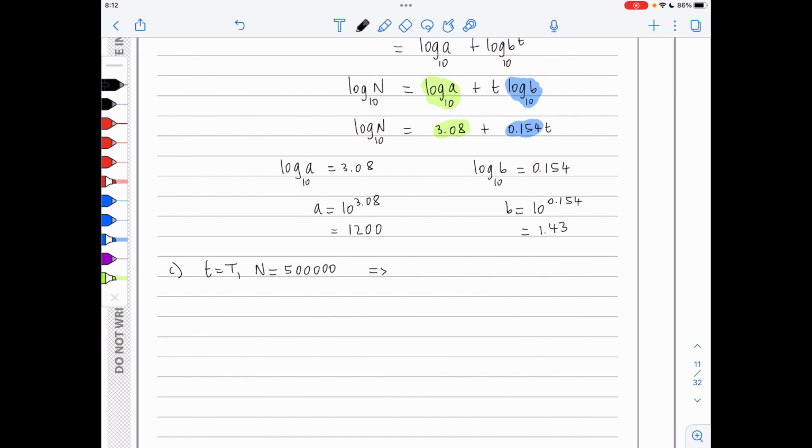So I will say log of 500,000 base 10 is 3.08 plus 0.154 capital T. So log of 500,000 base 10 minus the 3.08, divided by 0.154, should be giving me the value of capital T, and this turns out to be 17.0 years.